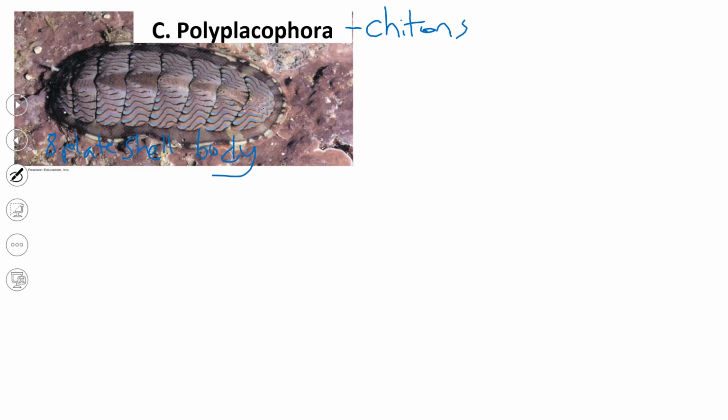They do have a radula. They eat algae in the ocean. They scrape it with their little radula tongue. And they have no body segmentation, meaning there's no head, thorax, abdomen kind of thing, which we'll talk about more in the next one anyway.